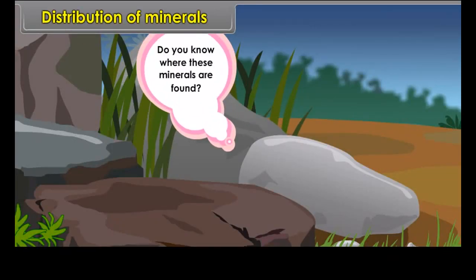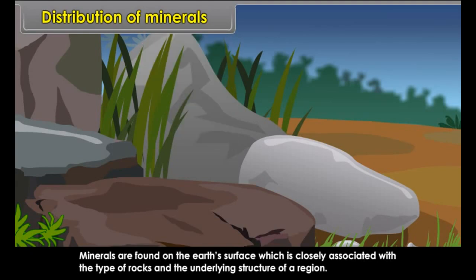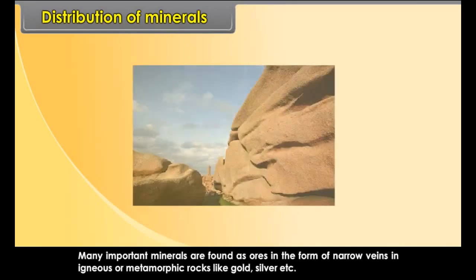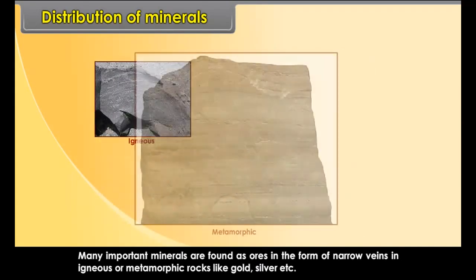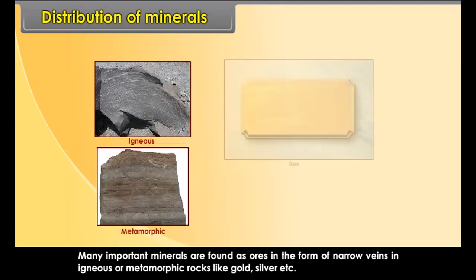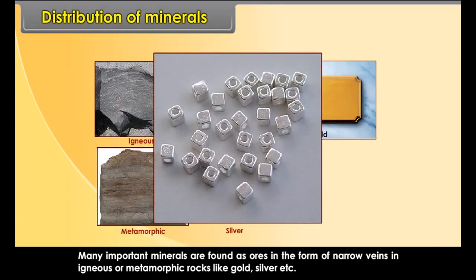Distribution of minerals. Do you know where these minerals are found? Minerals are found on the earth's surface, which is closely associated with the type of rocks and the underlying structure of a region. Many important minerals are found as ores in the form of narrow veins in igneous or metamorphic rocks like gold, silver, etc.